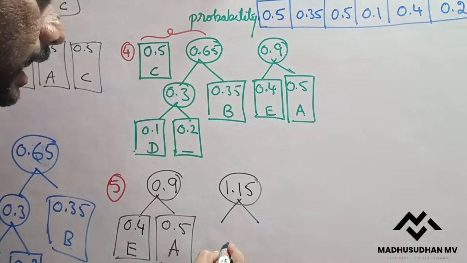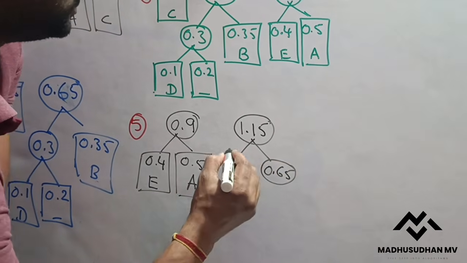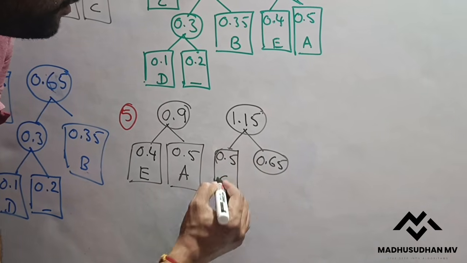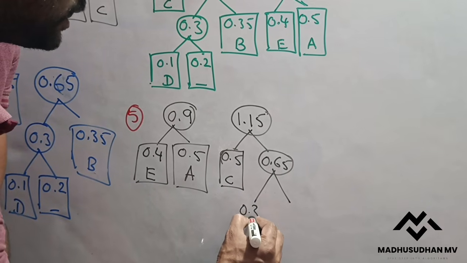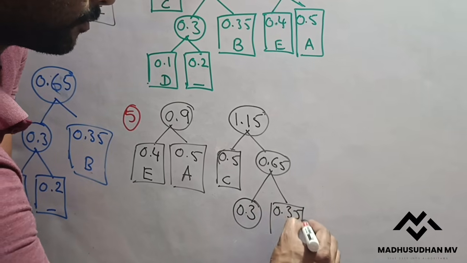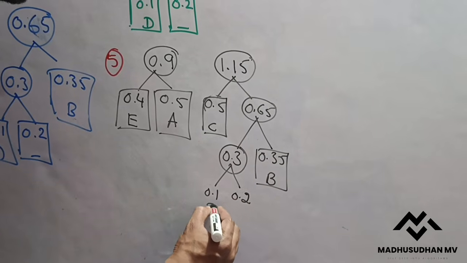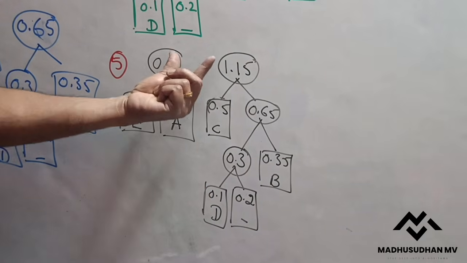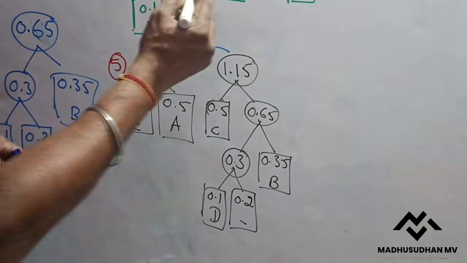And this I got by adding what? 0.5 and 0.65. This 0.5 is nothing but C. This 0.65 I got by adding 0.3 and 0.35. 0.3 I got by adding 0.1 and 0.2. This is D, this is underscore. So this is the first. Now I got only two things, so now I need to add these two, and I will get only one thing.